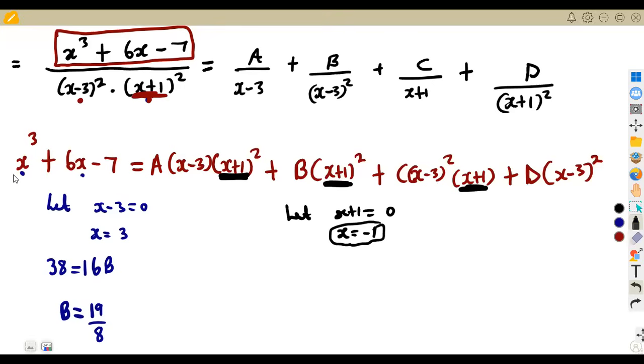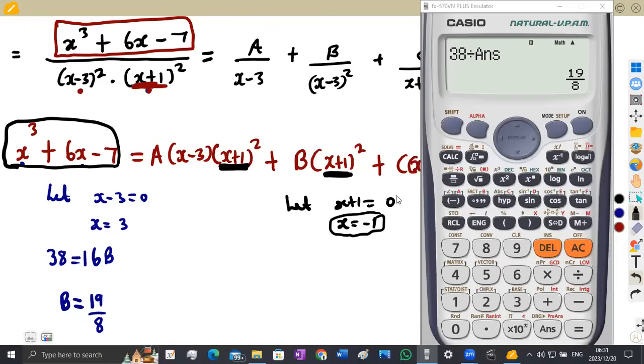So you do the same thing, substitute your x, and on the left-hand side, wherever there's x, we substitute minus 1. That is what you're given, by solving x plus 1 is equal to 0. So let us substitute minus 1 cubed, plus 6 times x, which is minus 1, minus 7. This is going to give us negative 14.